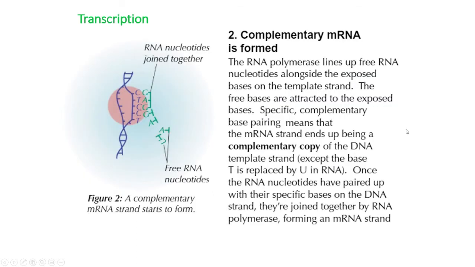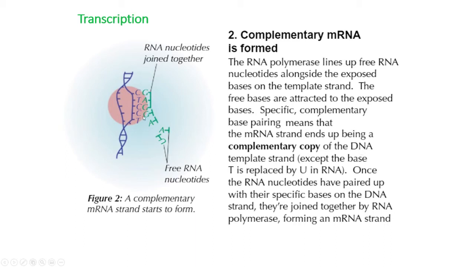In order for this to happen, the RNA polymerase essentially lines up and attaches RNA nucleotides along the exposed bases in the template strand. Now, these RNA nucleotides, don't panic too much about where they come from. They are found in the nucleus as free RNA nucleotides. When they find the bases that they can associate with, they will combine and they will begin to form a polynucleotide, which is the mRNA.